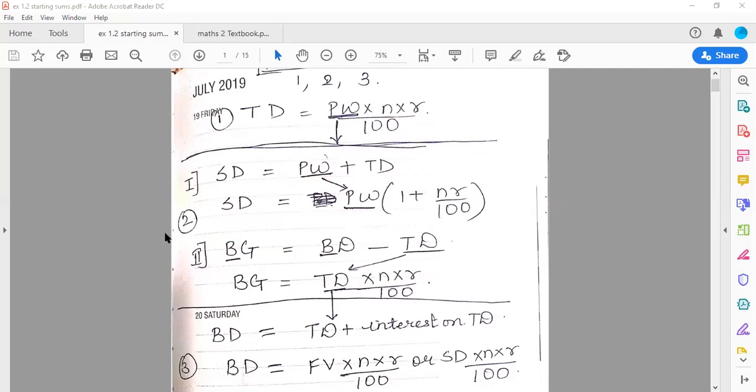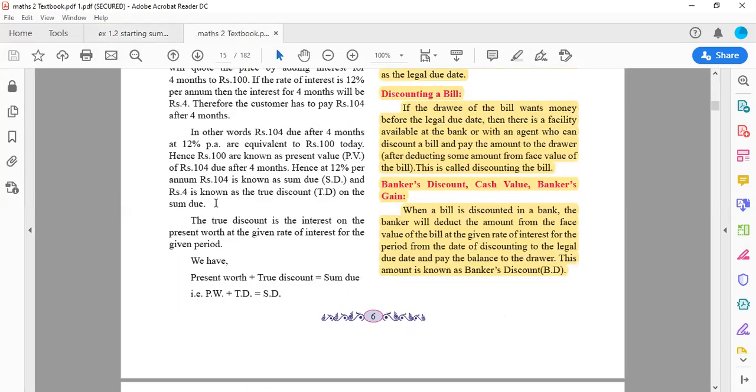Depending upon the situation, you can choose the formula. The first formula is PW plus TD. And the other formula is PW bracket open 1 plus NR upon 100. Okay. So these are the formulas which we'll be focusing on today.